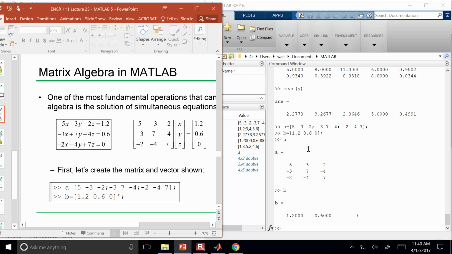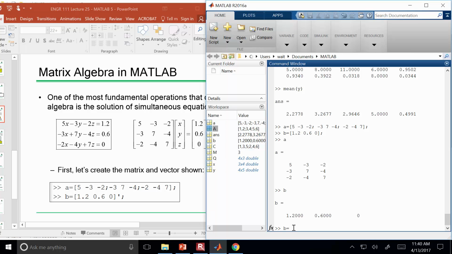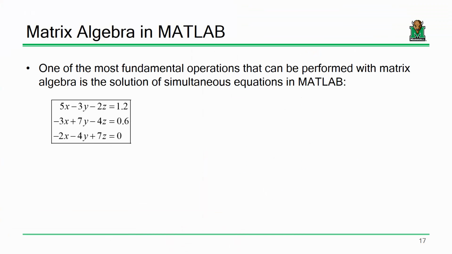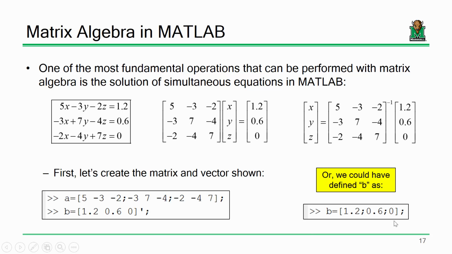Oh, I did it wrong. See, B needs to have the prime there, the apostrophe afterwards, because right now I've created just a single row. So let me do B over again. It should be 1.2, 0.6, and 0. And then that apostrophe should be there to make it clear that it's going to be a column of data. So let me check on B again. I'm glad I checked.